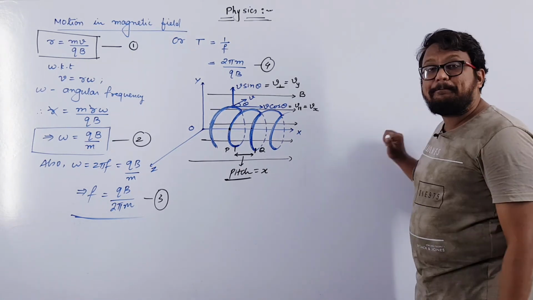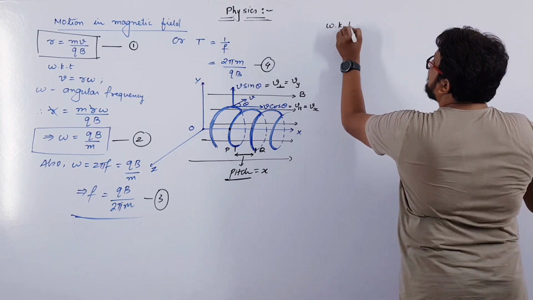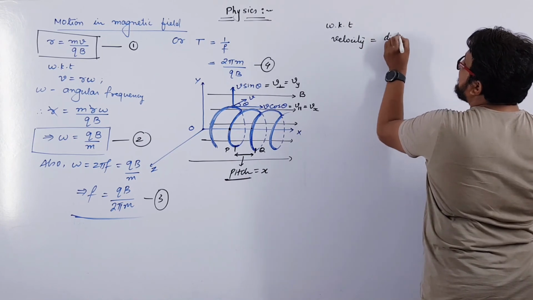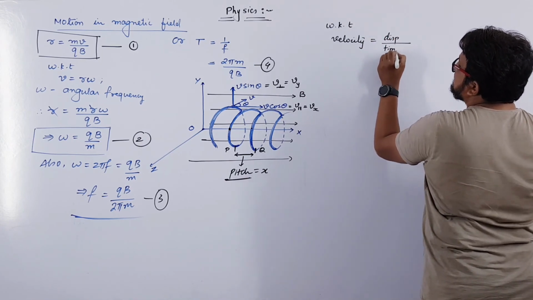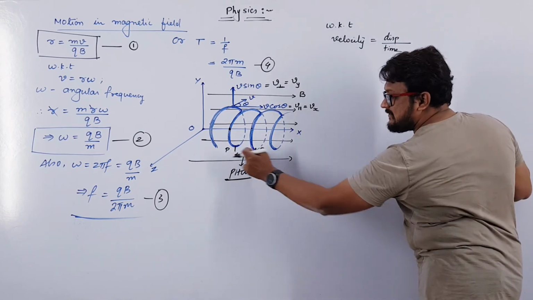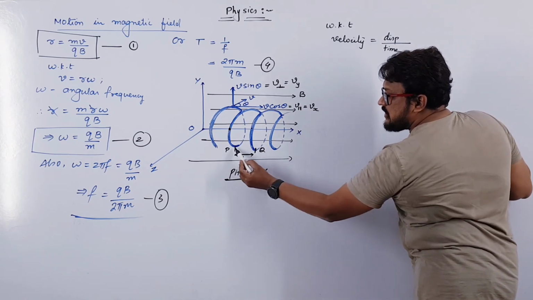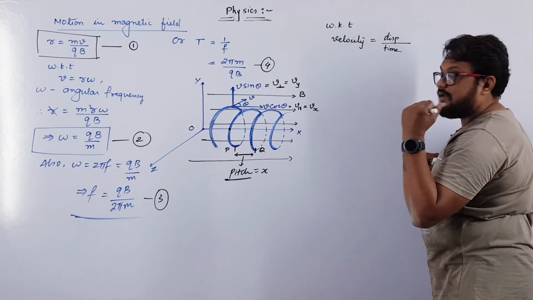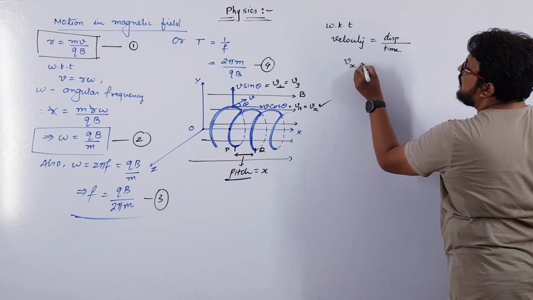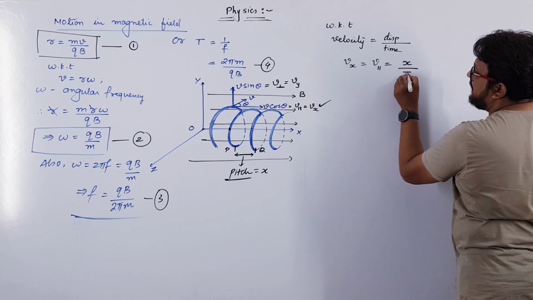Now, how to find the pitch of this helical path? We know that velocity is displacement upon time, or speed is distance upon time. So here, which component of velocity is responsible for this distance? This is the horizontal component, right? The parallel component. This charged particle will move along the direction of the magnetic field due to this component of velocity. So here you can write v of x, or if you want, you can write v parallel, will be equal to displacement x over time taken t.